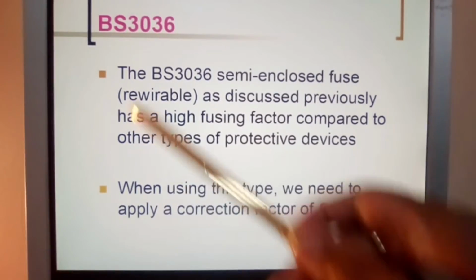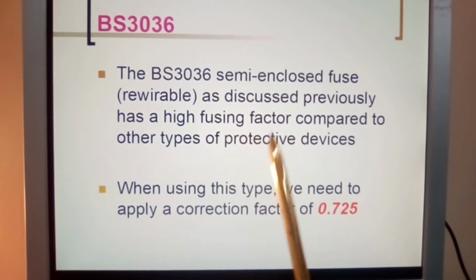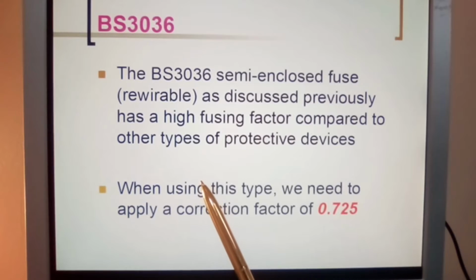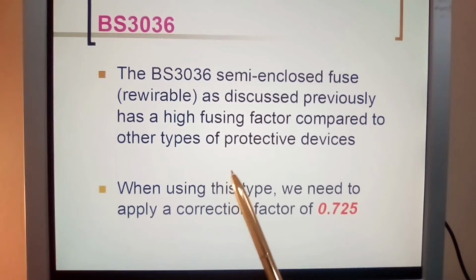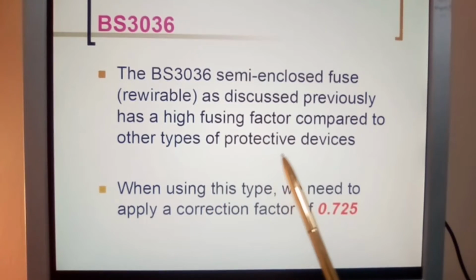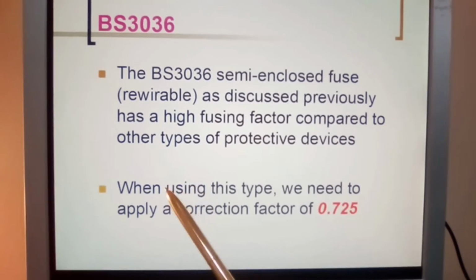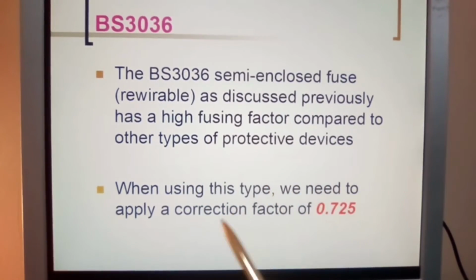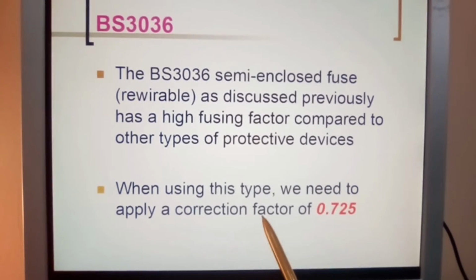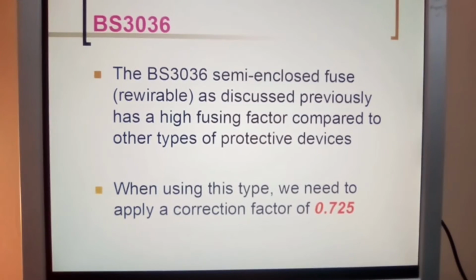BS3036 is a fuse, a semi-enclosed fuse to be precise, rewirable type. As discussed previously, it has a high fusion factor compared to other types of protective devices. When using this type, we need to apply a correction factor of 0.725.